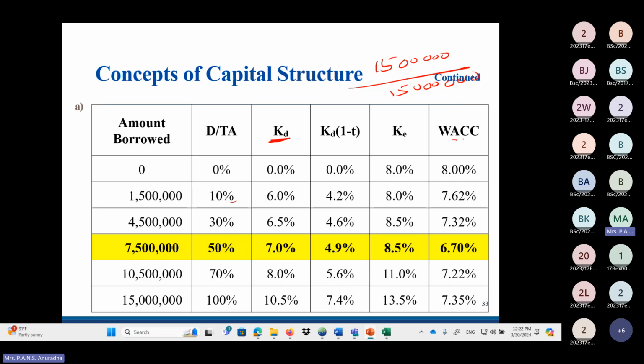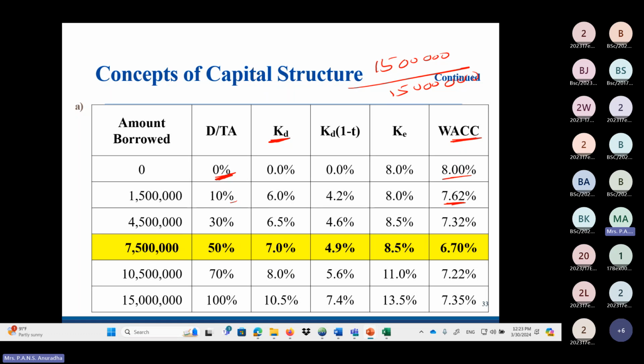So this is the WACC. Now you know how to calculate WACC: weight on debt times after-tax cost of debt plus weight on equity times cost of equity. Here the equity weight is 100 and debt is 0, so this is 100 weight. Therefore WACC is also 8%. Now here, with 10% debt and 90% equity, this 7.62 is 4.2 times 10% plus 8% times 90%. So likewise, we calculate the weighted average cost of capital for each of these capital structures.